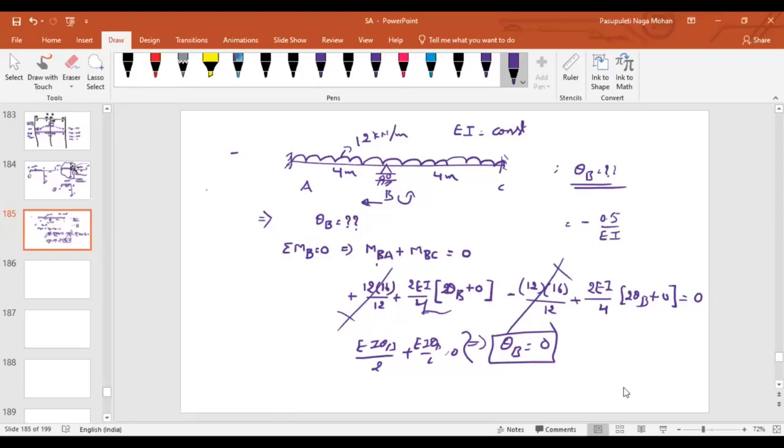What about Ramya? What about you? Sir, how come minus, sir, there? Where? Here, that second one. What are the fixed end moments at B towards C? What is the value? WL square by 12, and what is the direction? Yeah, sir. Okay, sir.